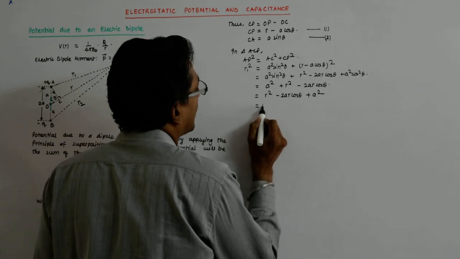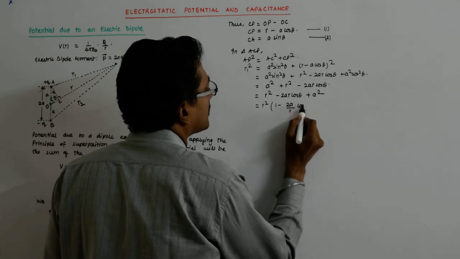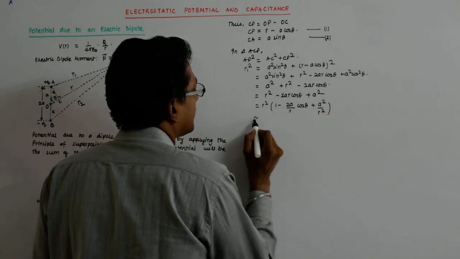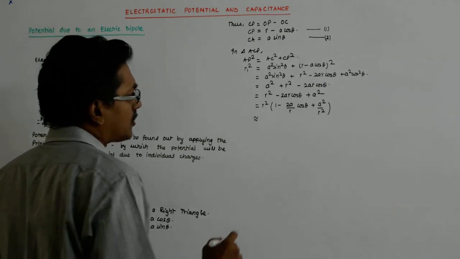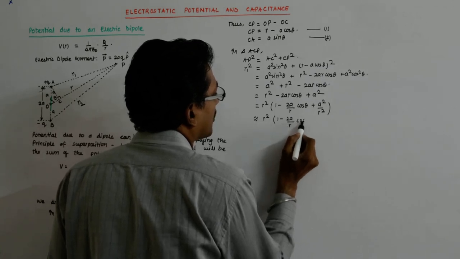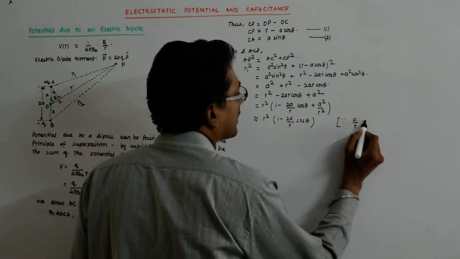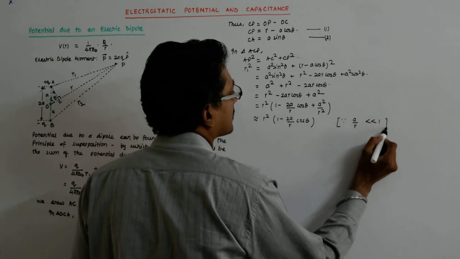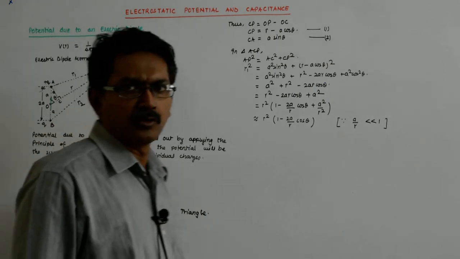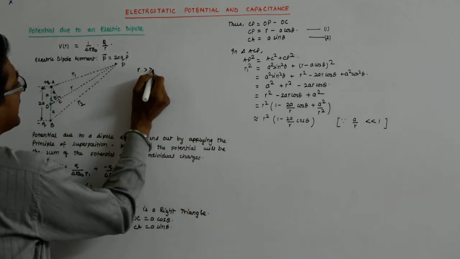Now if I take out R square, then it becomes 1 minus 2a upon r cos theta plus a square upon r square, which is approximately equal to r square into 1 minus 2a upon r cos theta, since a upon r is very, very less than 1. Understand? What are we doing? We have taken the case in a dipole you have seen in the last chapter. We always take R to be very, very greater than A.